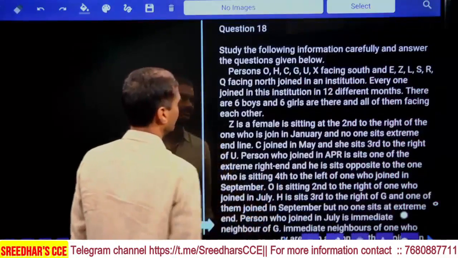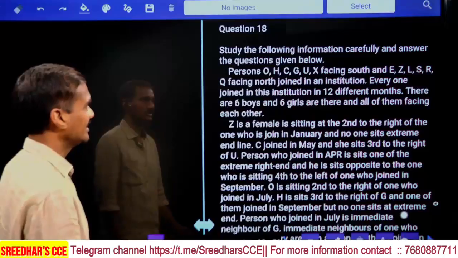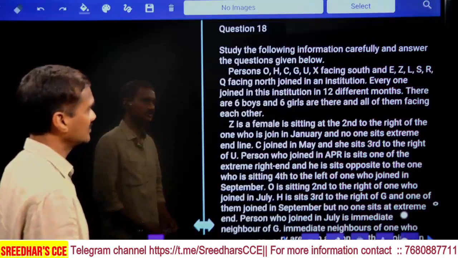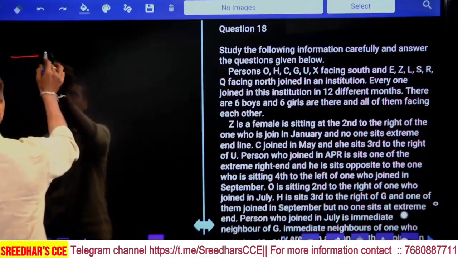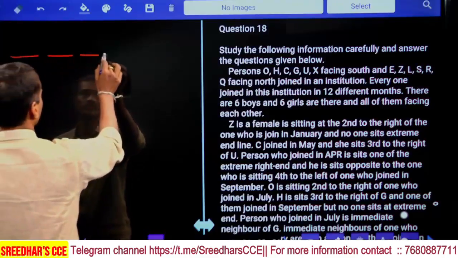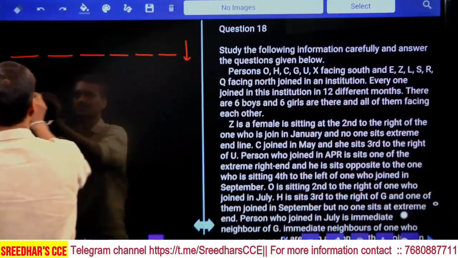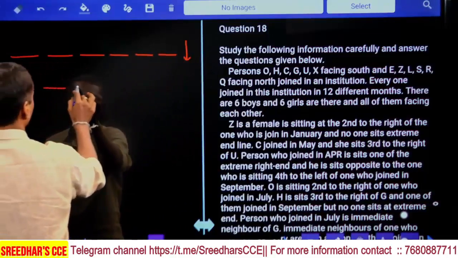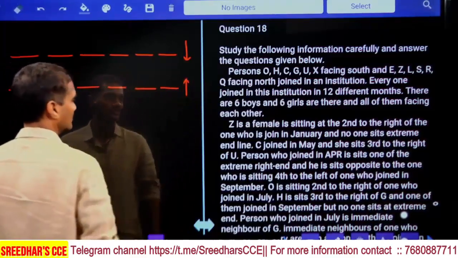What is the information we have? Persons OHCGUX facing south and EZLSRQ facing north in an institution. Now 12 persons were there altogether. 1, 2, 3, 4, 5, 6. Now these are the persons who are facing south, and 1, 2, 3, 4, 5, 6. Now these are the persons who are facing north.